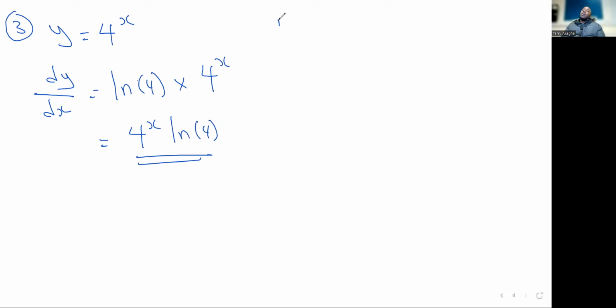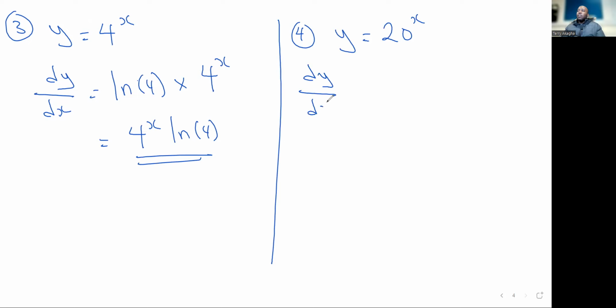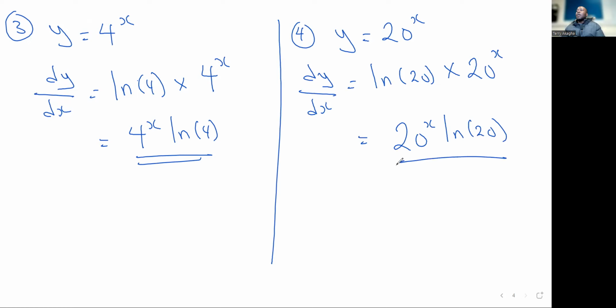Easy. I'll pick one more so you can see it's almost repetitive. If we have y is equal to 20 raised to power x, the same thing. The dy over dx will be equal to the ln of 20 multiplied by the original question, 20 raised to power x. And that will give you 20 raised to power x ln 20. And that will be the answer for that.